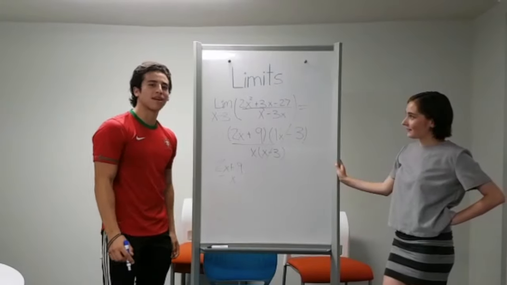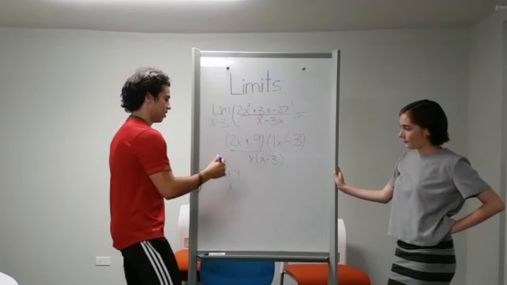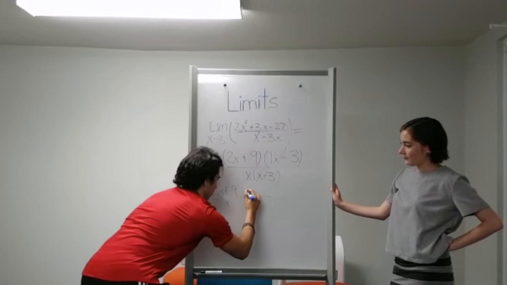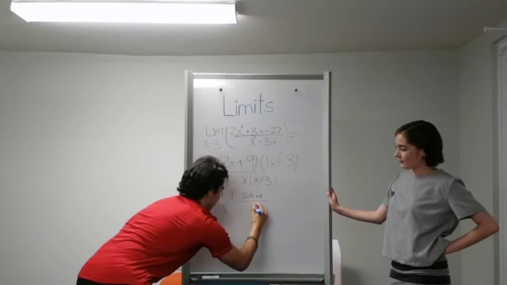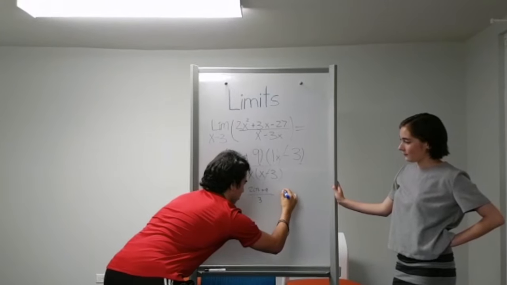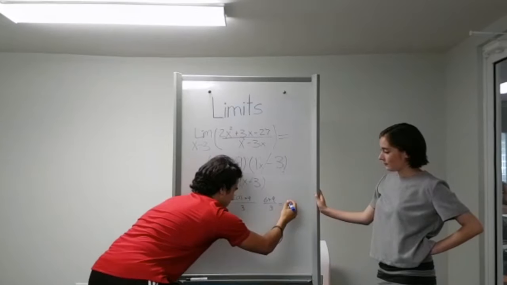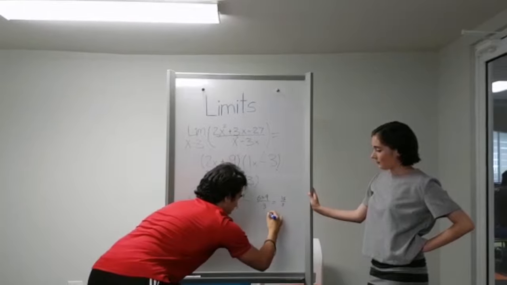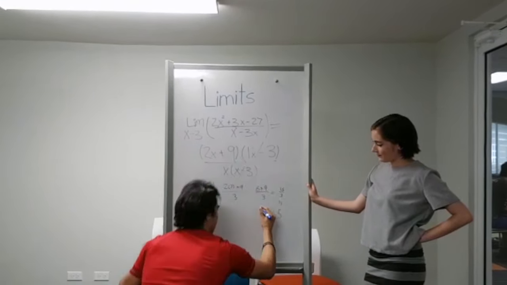Hi, my name is Hector and I'm going to explain the second part of the problem. In this part we're going to replace x for 3, so we're going to put 2 times 3 plus 9 divided by 3, and then we're going to solve. So it's 6 plus 9 divided by 3 equals 15 divided by 3, and it's equal to 5. And that's your limit.